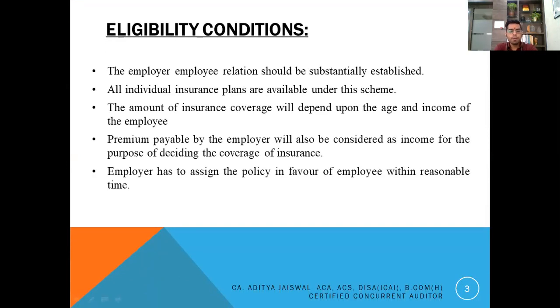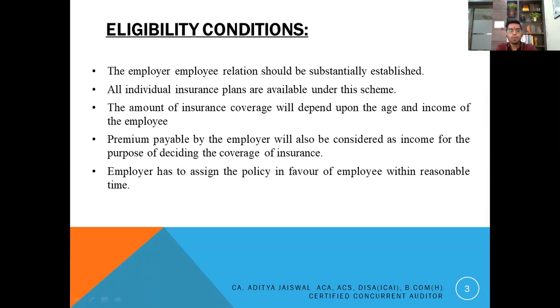The employer-employee relation should be substantially established. The employer and the employee should submit the Form 26AS, the Form 16, pay slip, salary slip, etc. to substantiate the relationship of employee and employer. All individual insurance plans are available under the scheme. The amount of insurance coverage will depend upon the age and income of the employee.